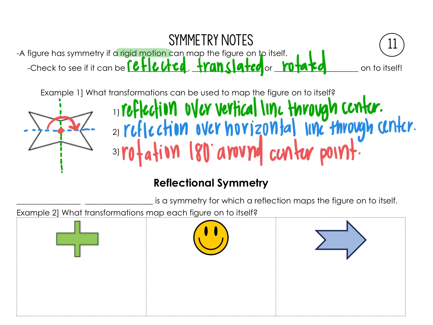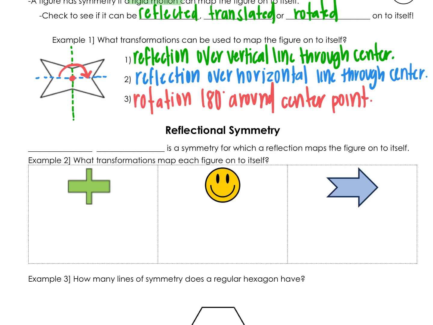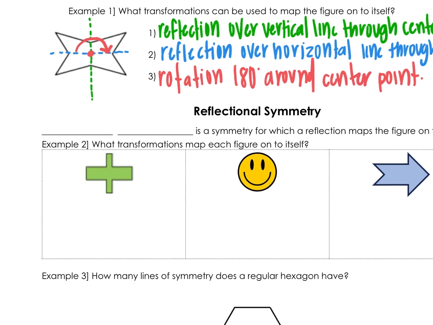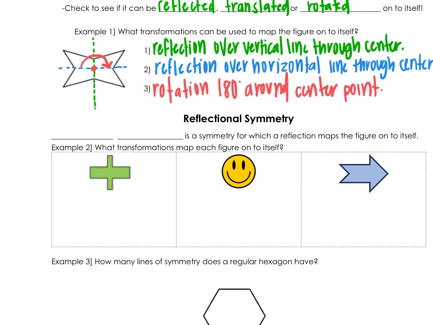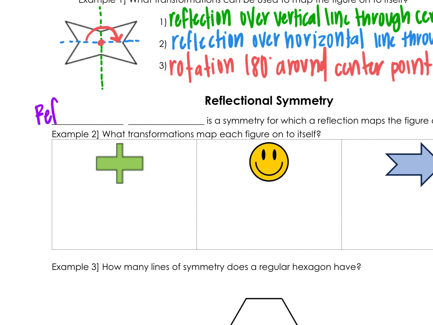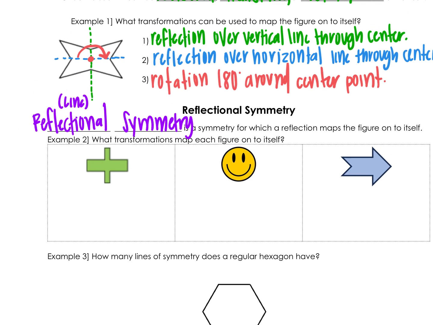For the rest of the notes, we're going to divide it into two types of symmetry: reflectional symmetry, and on the back you'll see rotational symmetry. Reflectional symmetry is also referred to as line symmetry. It's a symmetry for which a reflection over a line maps the figure onto itself. So your blank here, reflectional, or just in parentheses, put line symmetry, is a symmetry for which a reflection maps the figure onto itself.